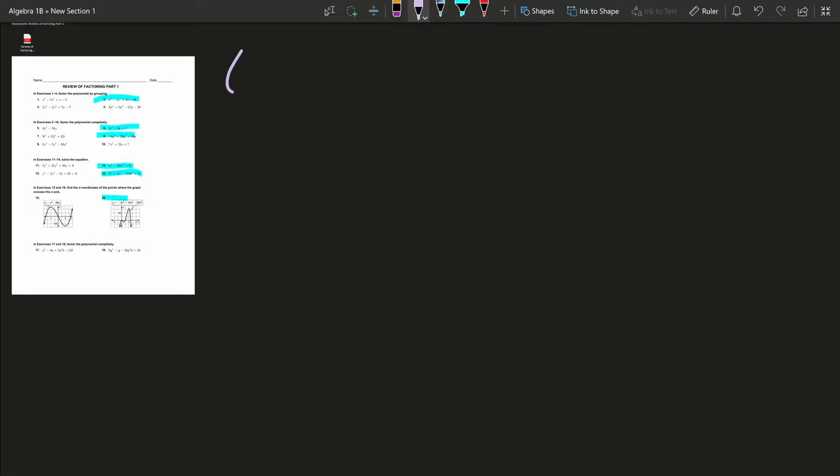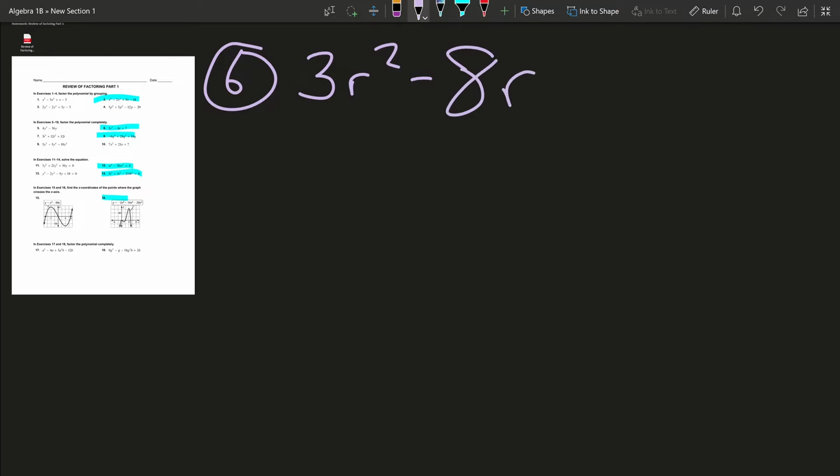Number 6. We have 3r squared minus 8r plus 7. So the question asks to factor the polynomial completely. So, what is the method that we would use if it's to the second power? We would use the Xbox method.